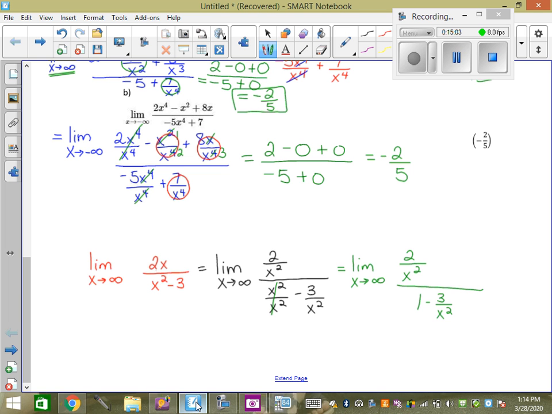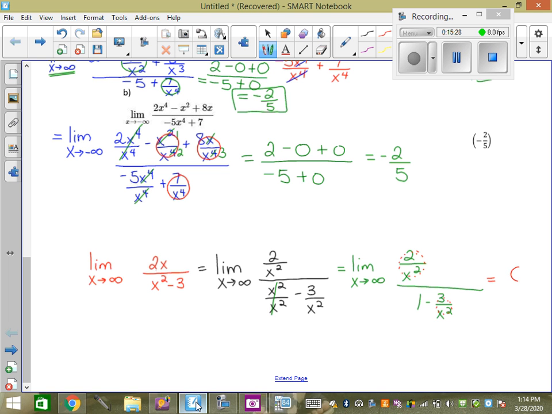And remember when I had a polynomial over a polynomial, like a linear over a quadratic, so polynomial over polynomial, the infinity and negative infinity are actually going to get you the same answer. So if I did negative infinity, it's still going to work. Remember, when I apply infinity to this, 2 over x squared is actually going to become 0. The 1's going to stay a 1, and the 3 over x squared is going to become 0 as well.